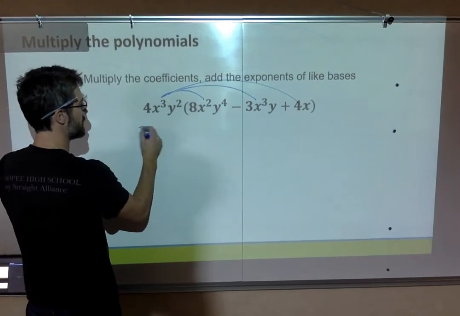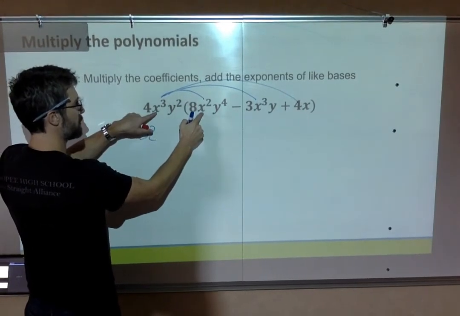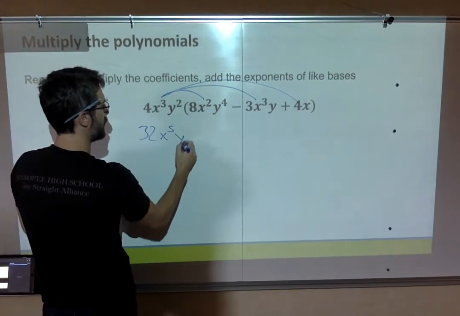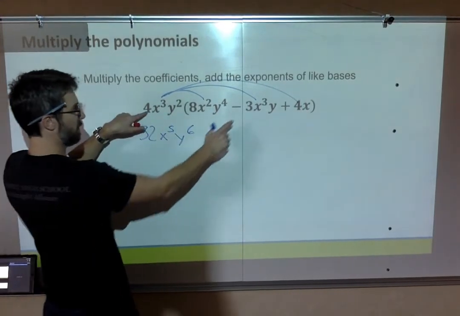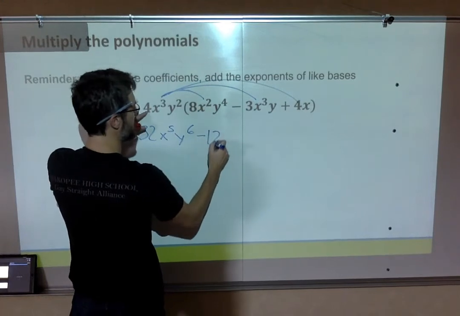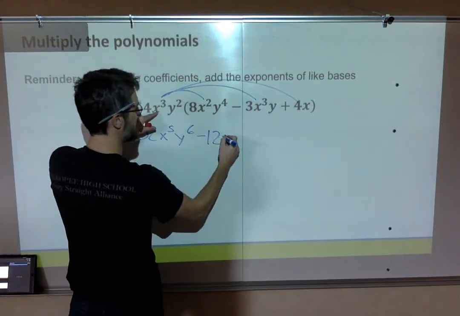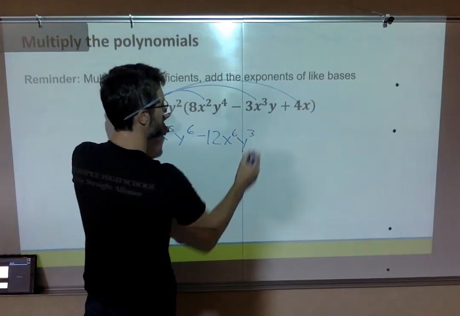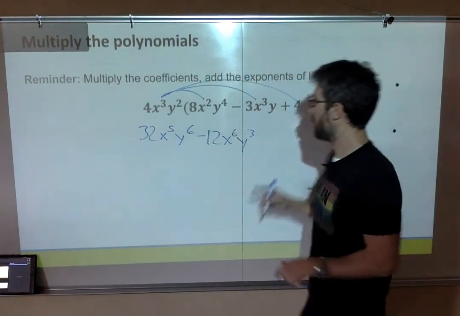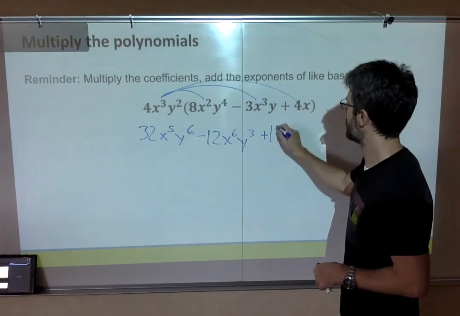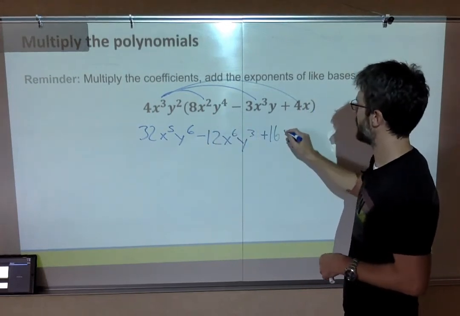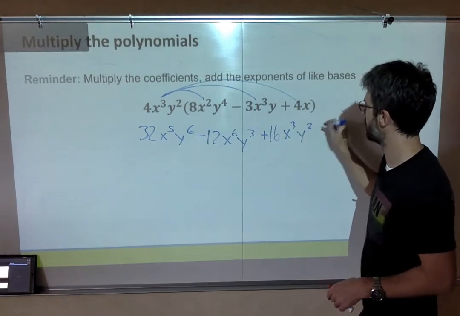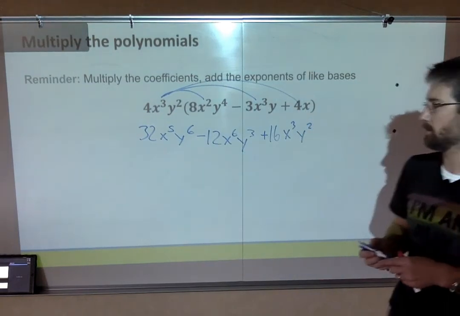4 times 8 is 32. X cubed times x squared is x to the 5th. Y squared times y to the 4th is y to the 6th. 4 times negative 3 is negative 12. X cubed and x cubed is x to the 6th. Y squared and y is y cubed. And our last one, 4 times 4 is 16. X cubed times x is x to the 4th. And don't lose the y squared just because there wasn't a y with that term.